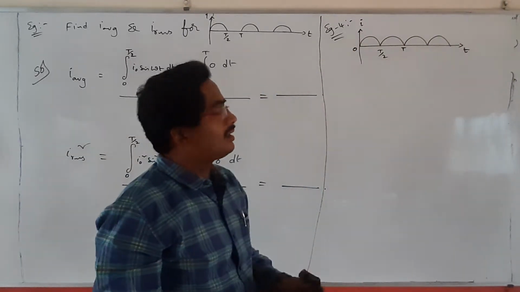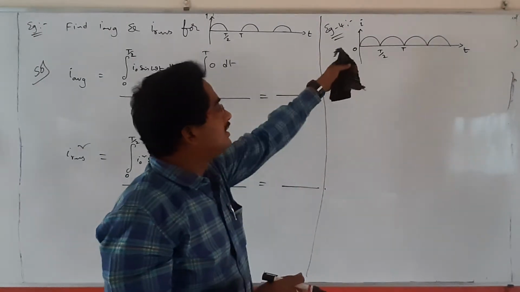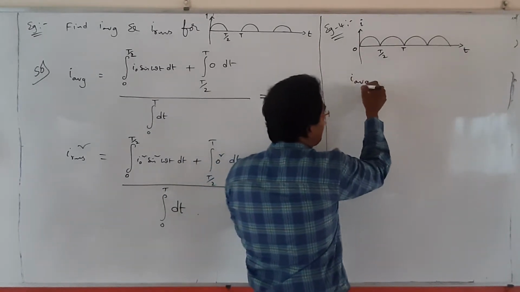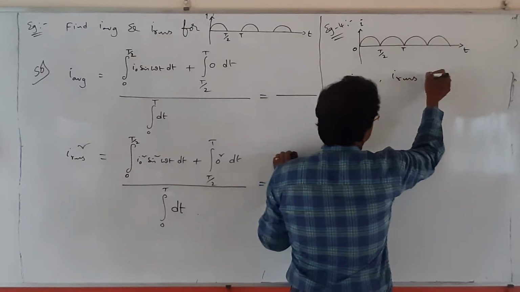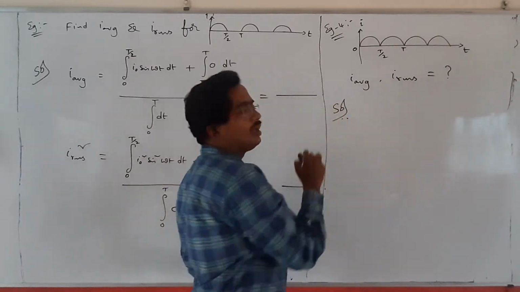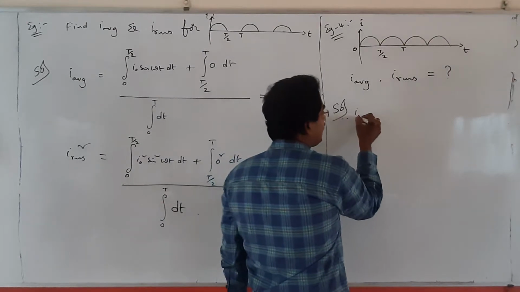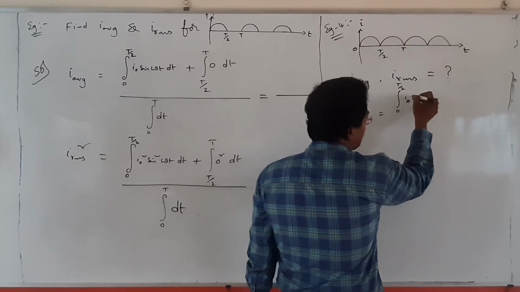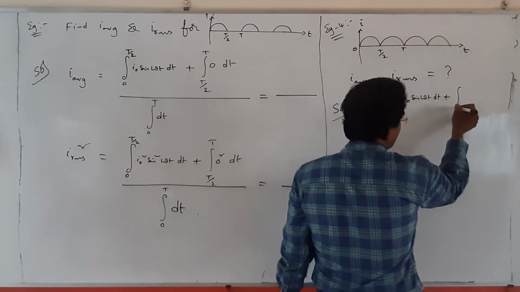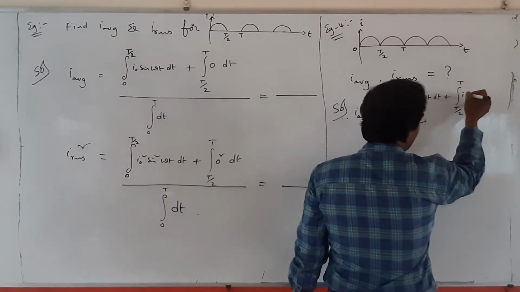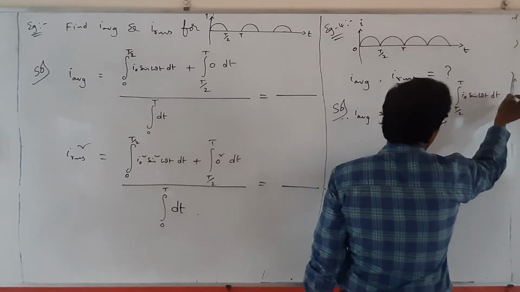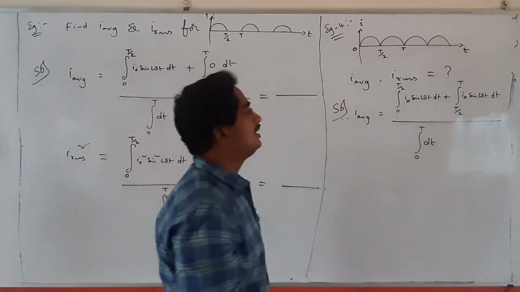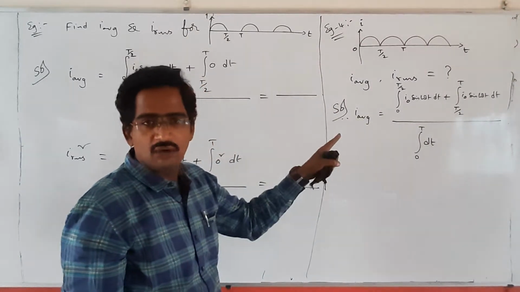So that is the actual AC given in the problem. How to do it? Find I average and IRMS. How to get I average? The formula for I average is: integral 0 to T by 2 of I naught sin omega t dt plus integral T by 2 to T of I naught sin omega t dt, divided by integral 0 to T dt. That you solve and write the answer.